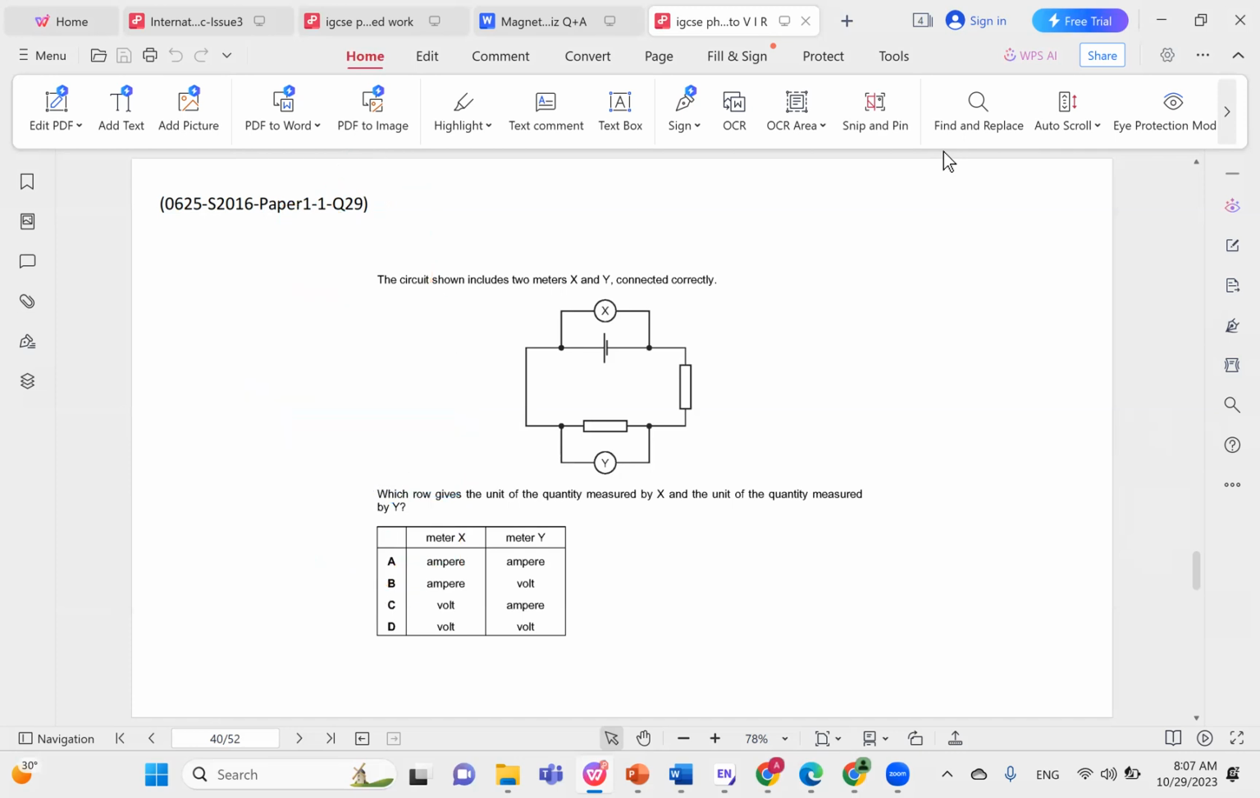So in this question, they say the circuit shown includes 2 meters X and Y connected correctly. Which row gives the unit of the quantity measured by X and the quantity measured by Y? So we can see that these are both connected in parallel, and therefore they are both voltmeters. So the correct choice here would be choice D, volt and volt.